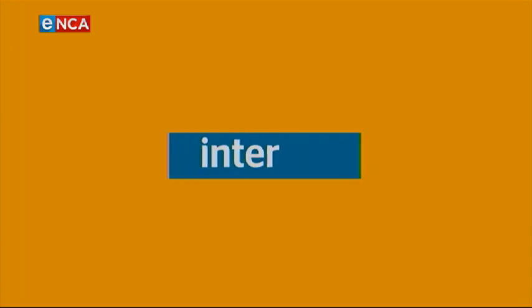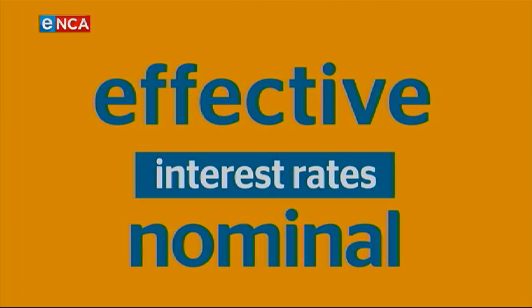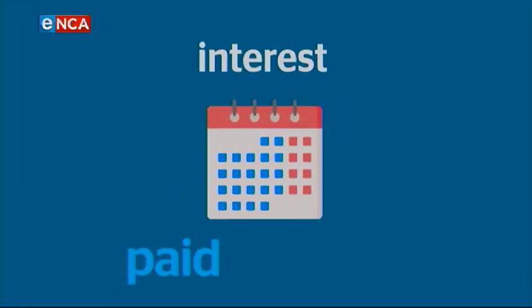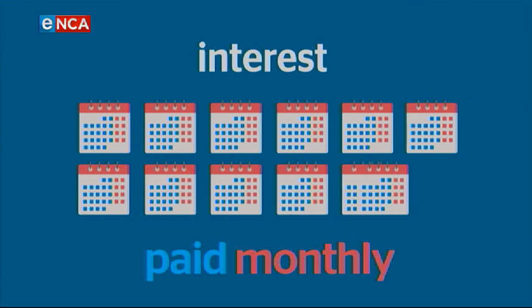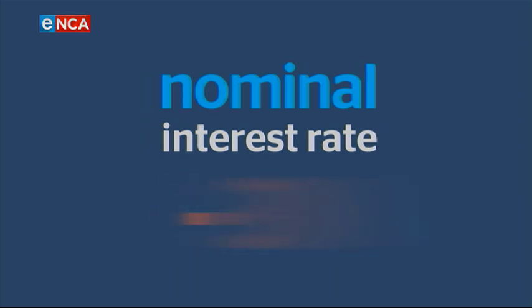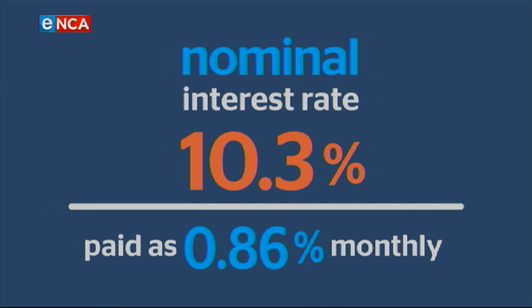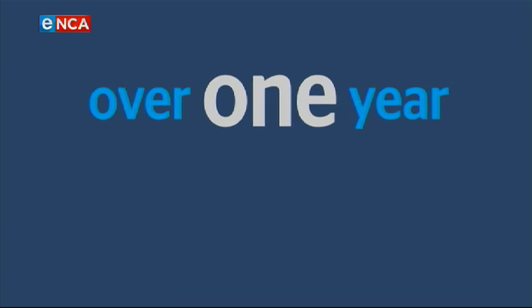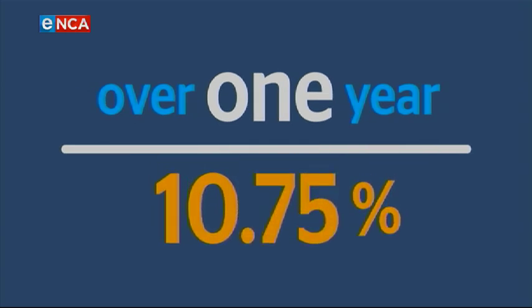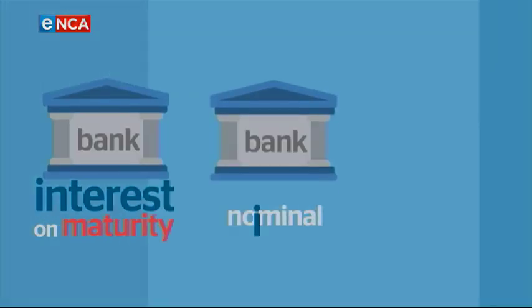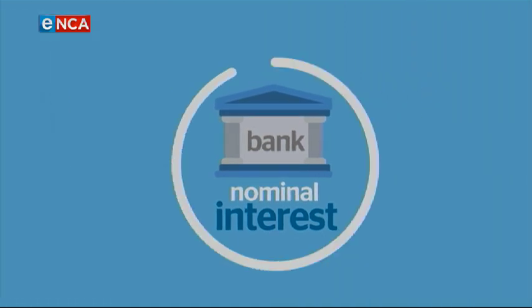Things get even more complicated when interest rates are stated as effective or nominal. As interest is actually paid monthly, there is a compounding effect even within a year. Nominal is the annual interest rate before the benefit of monthly compounding. In this example, your nominal interest rate is actually 10.3%, but this is paid as 0.86% monthly, so that each month the interest earns interest, which means over a year your effective rate would be 10.75%. The best way to compare rates is to compare the nominal interest rate, as that is the cleanest comparison and is not affected by time.